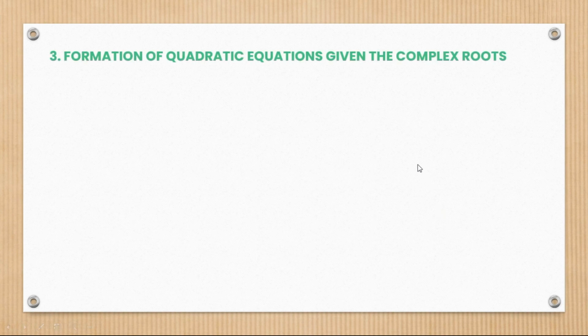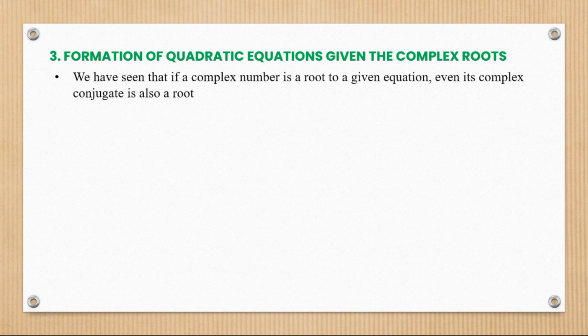Alright, how about when dealing with the formation of quadratic equations given the complex roots? So now we're going to form those quadratic equations when we are given the roots. We have seen that if a complex number is a root to a given equation, even its complex conjugate is also a root. So this is how we form the quadratic equation from the roots. You'll have z squared minus, then brackets, the sum of the roots, multiplied by z, plus the product of the roots, and equate that to 0. So that's how you form them if you know the roots.